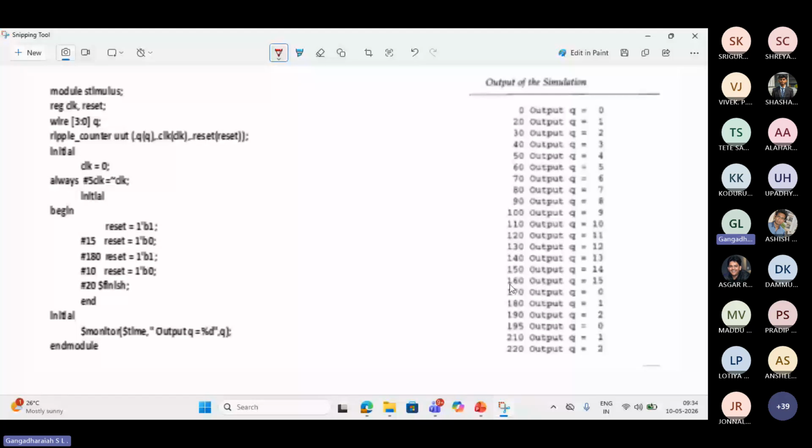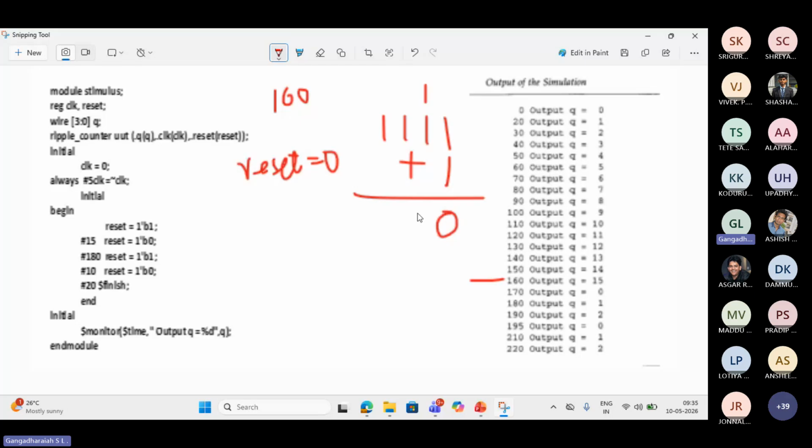At 160, what is my reset? Reset is 0, right? Now let us say I have reached the maximum value, but I'm adding 1 again to it. What is this? 0 with a carry out of 1. It is addition. There is a carry, but I'm not capturing it.